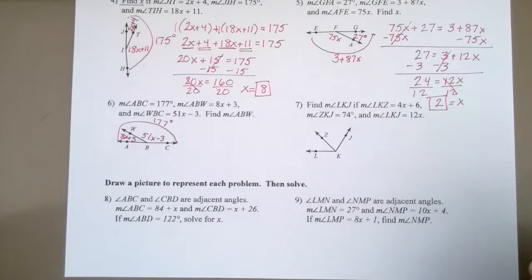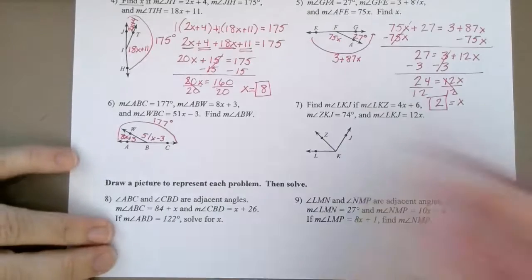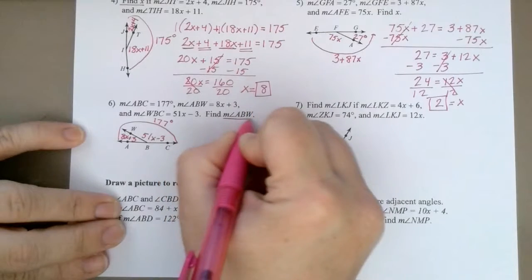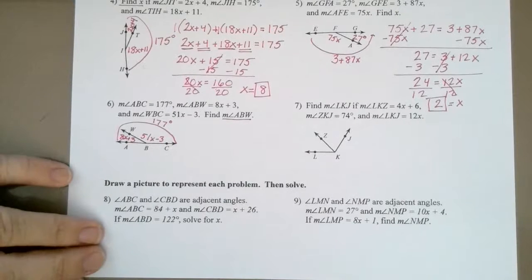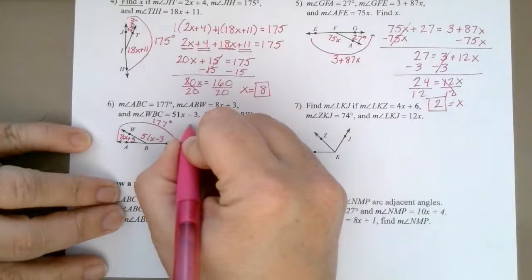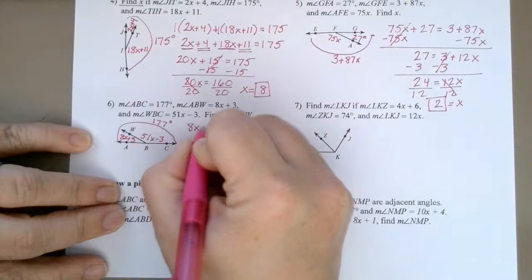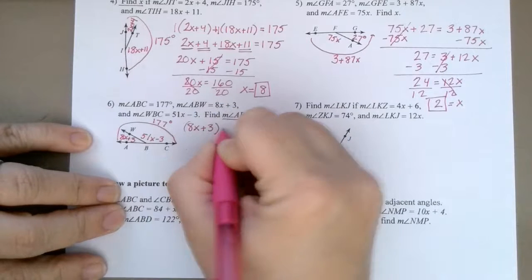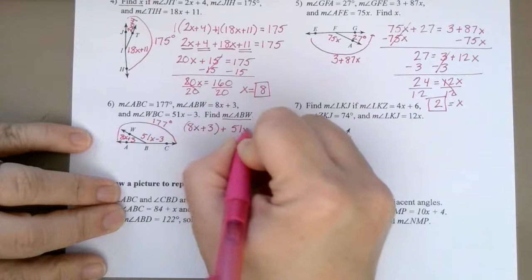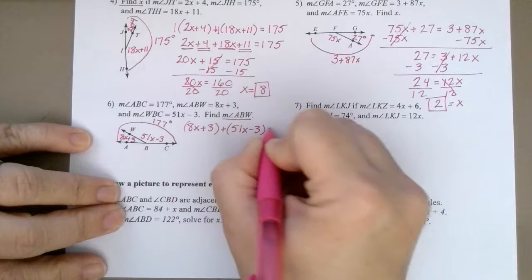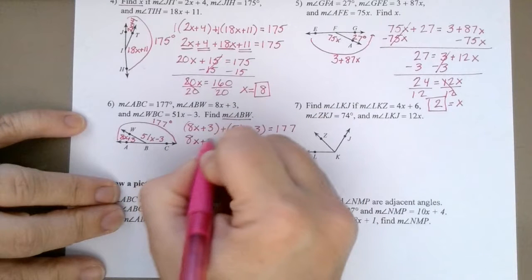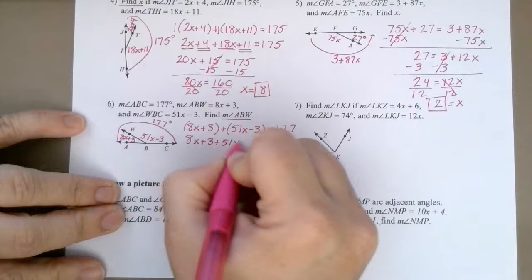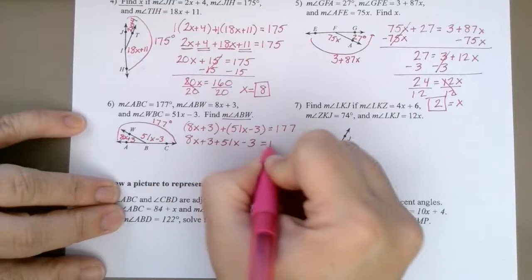It doesn't say find x, does it? It says find the measure of ABW, which means I'm going to start off by finding x, and then I'm going to plug it back in to get what that measure is. So what's my equation going to be? 8x plus 3 plus equals, yep. So 8x plus 3 plus 51x minus 3 equals 177.